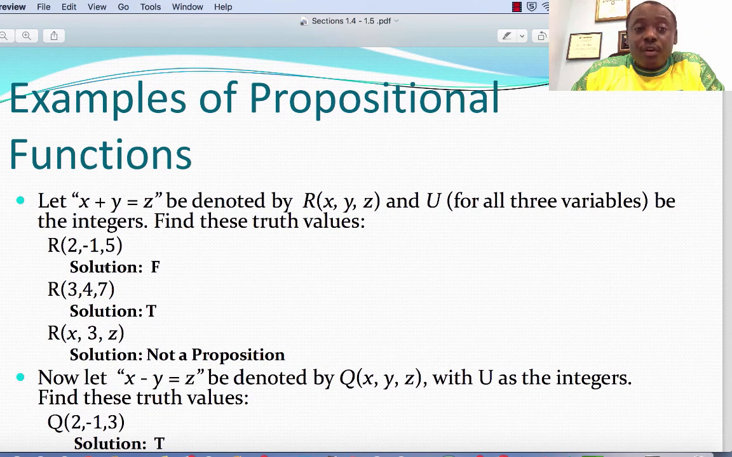What is the truth value of R of 2, -1, 5? Ask yourself, would 2 plus -1 equal 5? No, so it's F. R of 3, 4, 7: would 3 plus 4 equal 7? Yes, so it's a proposition with truth value T. What about R of x, 3, z? Though y has been replaced here with 3, this is still not a proposition because x and z are still variables. So that's not good enough. We have to replace all the variables with values in the domain before it can become a proposition, and then we can determine the truth value of that proposition.